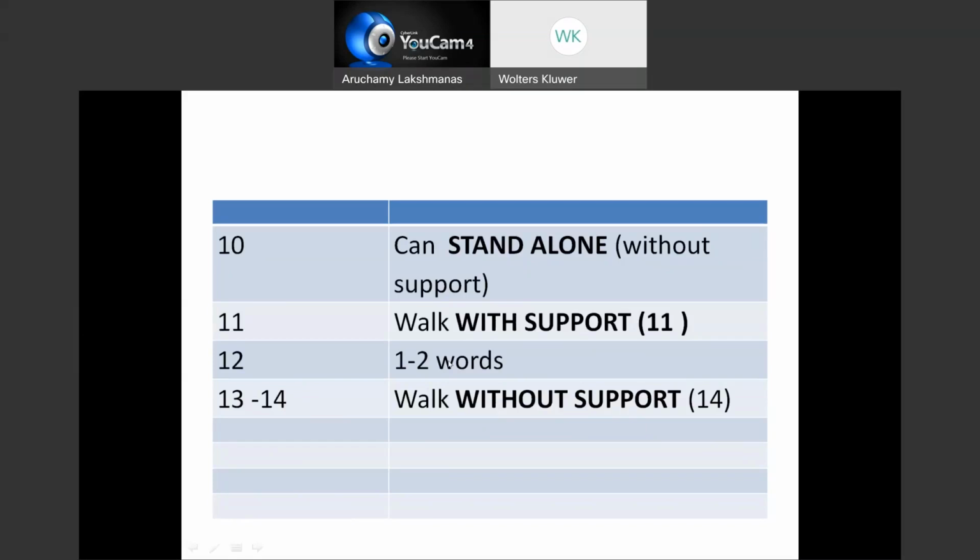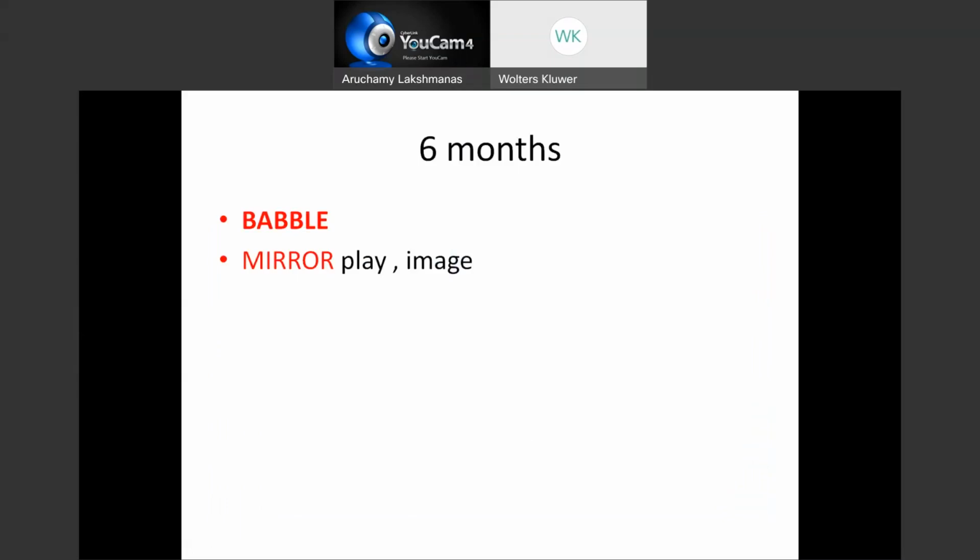will be walking like bear. You can just remember walk like bear, WALK like BEAR. So 12 words, 12 letters. So by 12 months, 13 months it will walk without support. So coming to 6-month development, it will babble and mirror play or mirror image. Look at the mirror. So remember mirror, 6 letters, babble 6 letters.